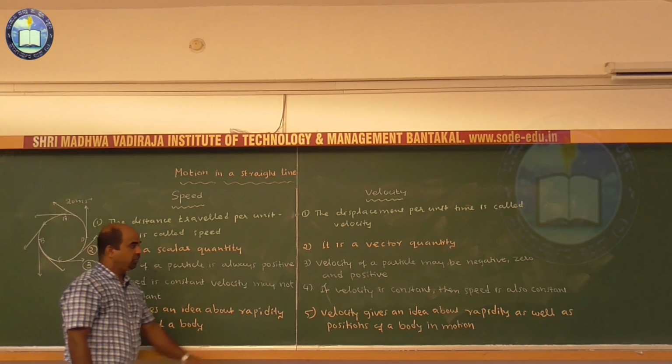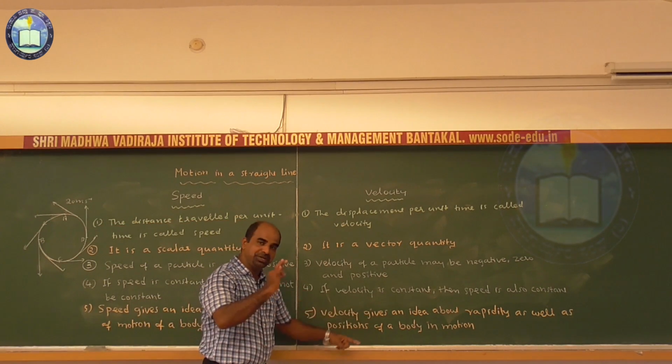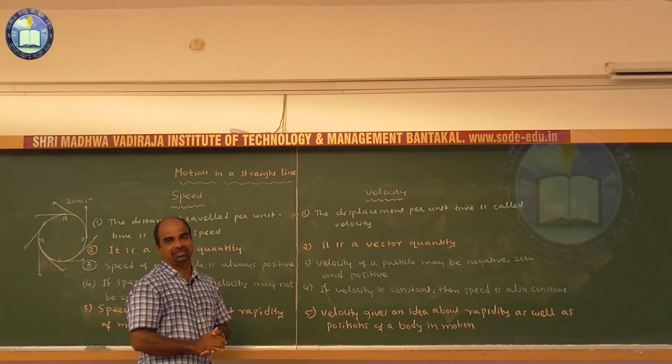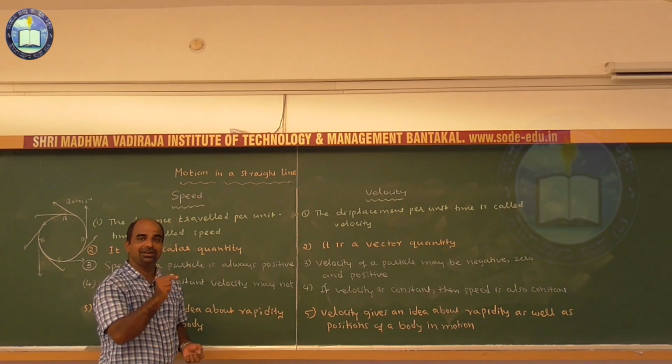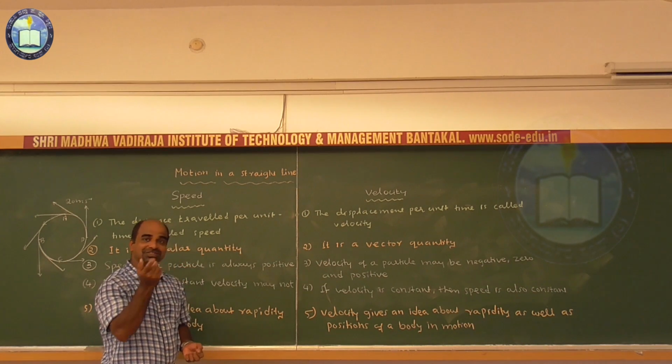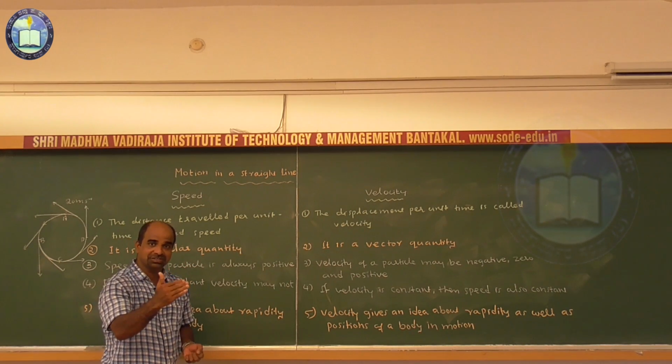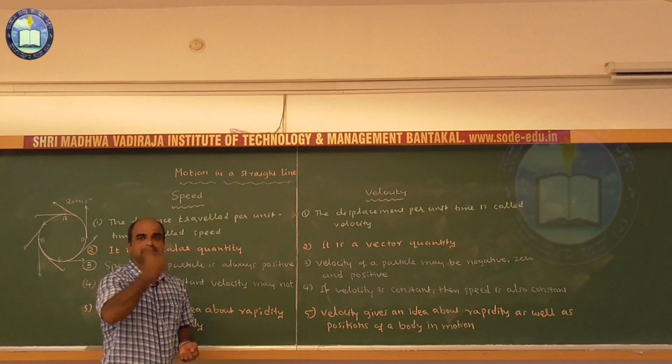Got it? If velocity is constant, then speed is also constant. Means, if velocity is constant, both magnitude and direction remain constant. If magnitude is constant, it is enough to say speed is constant.